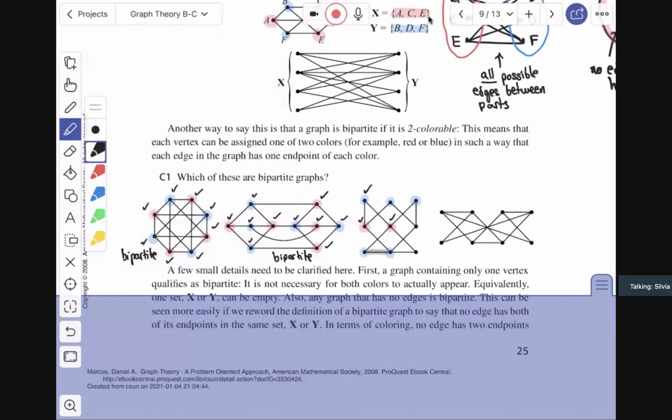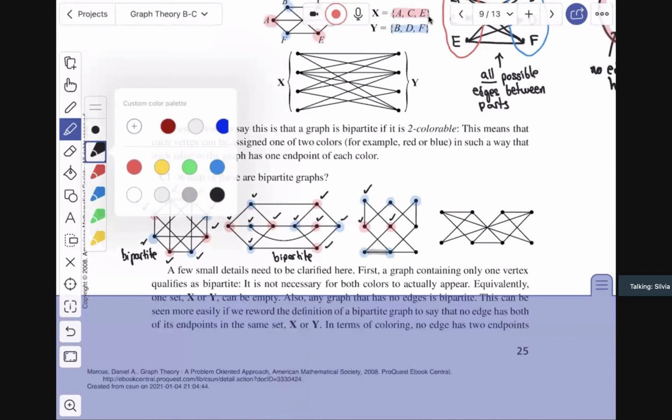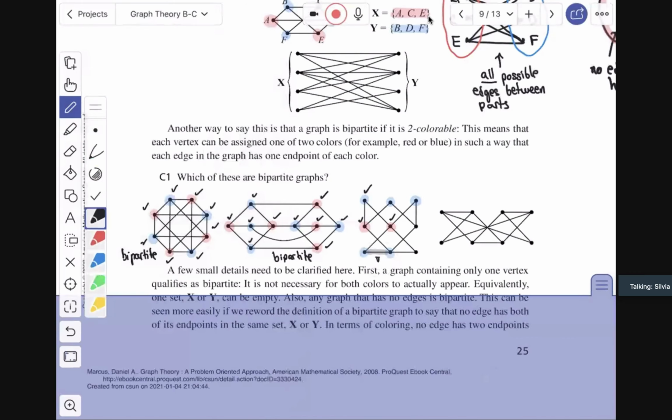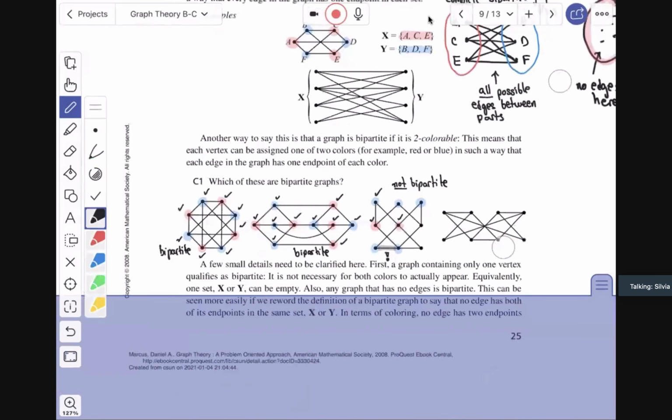So here I have an issue. I have two blue ones in the same class joined together. So that's a problem. So this is not bipartite. All right? Okay. So I'll give you the last one. I just wanted to get to one that wasn't bipartite. So try the last one, see if you can handle that one.